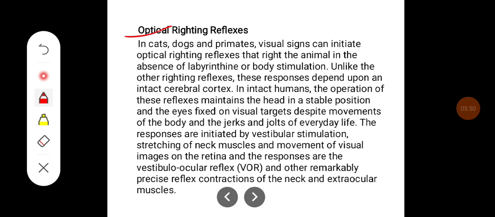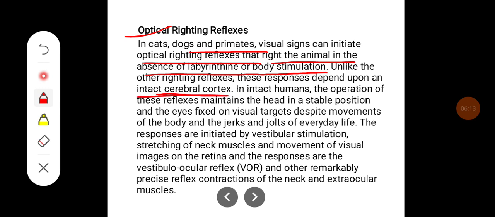Then we have optical righting reflexes. In cats, dogs, and primates, visual signals can initiate optical righting reflexes that right the animal in the absence of labyrinth or body stimulation. Unlike the other righting reflexes, these responses depend on the intact cerebral cortex.